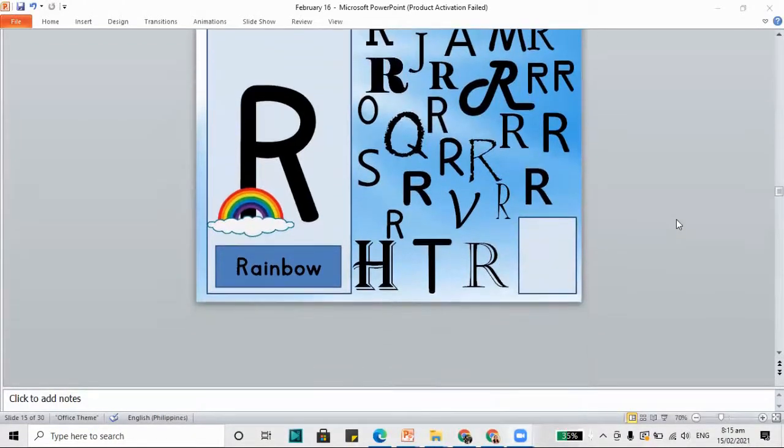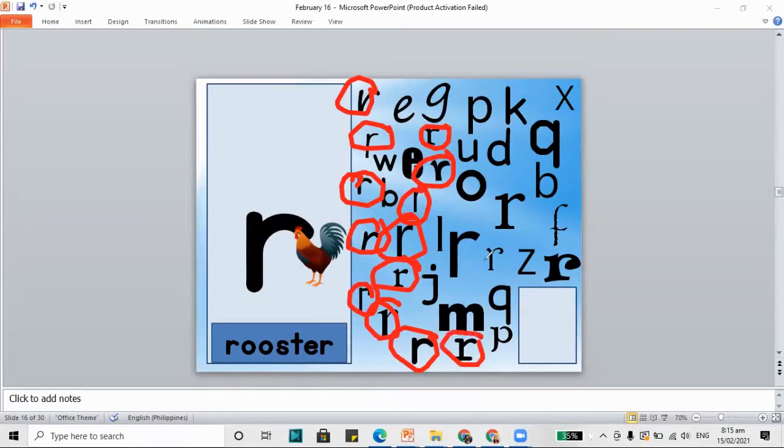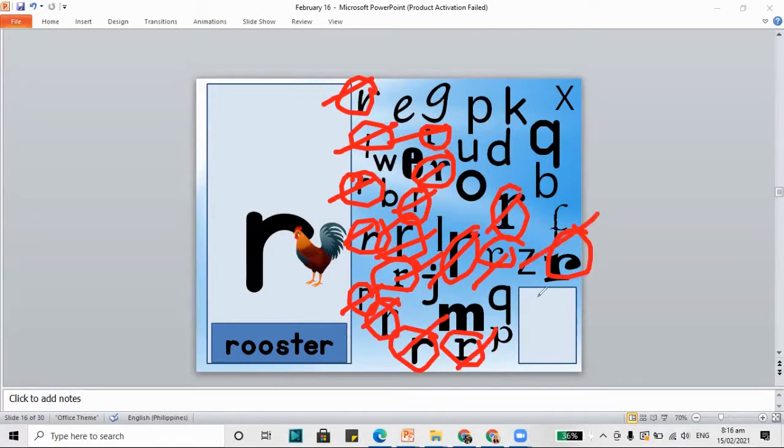And how about for our lowercase letter R? Let's look for lowercase r. R is for the rooster. Let's see how many lowercase r can we find on our screen. We have to circle them all first. Let's see how many we have. 1, 2, 3, 4, 5, 6, 7, 8, 9, 10, 11, 12, 13, 14, 15, 16, 17. There are also 17 lowercase r. R is for the rooster.